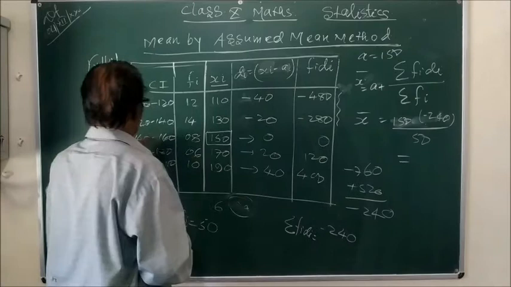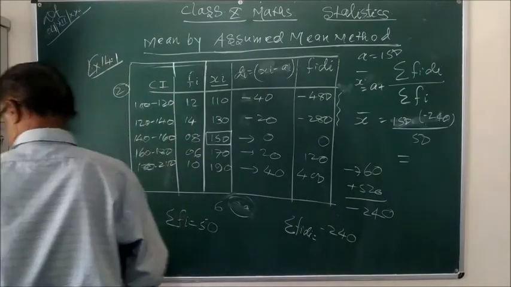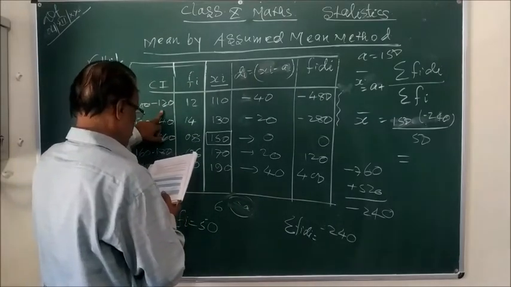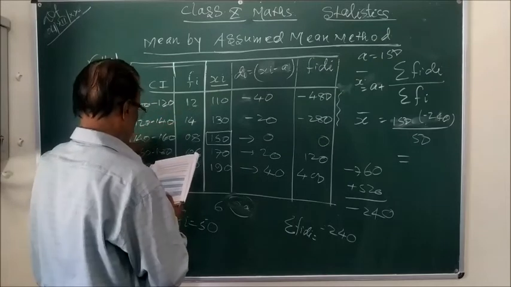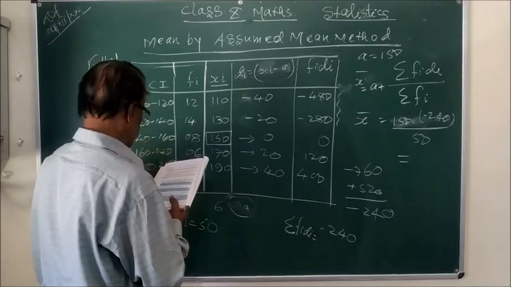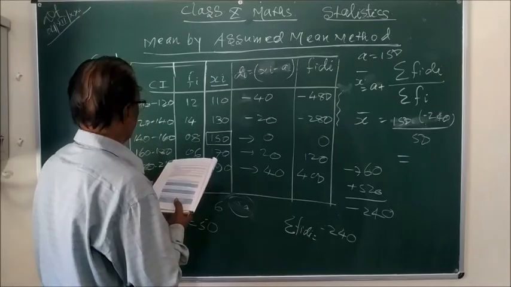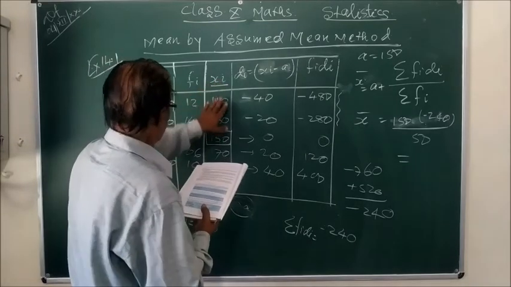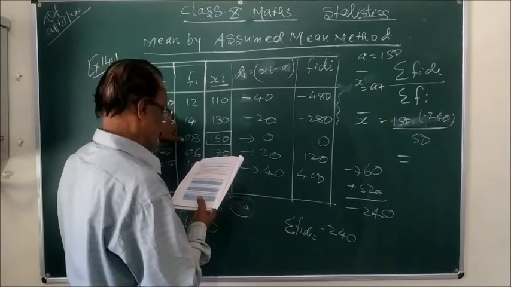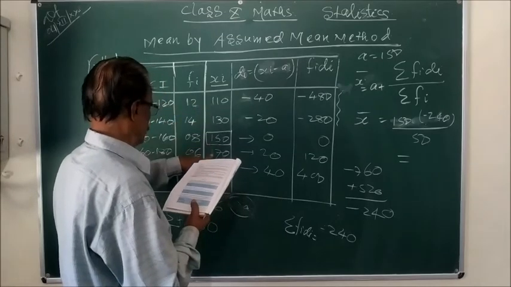Now you see the class interval and the frequency. I have to see how much. 100 to 120, frequency is 12; 120 to 140, 14; 140 to 160, 16; 160 to 180, 18; 180 to 200, 10. And now you find the class mark: this plus this by 2. 100 plus 120 is 220, so 110, 130, 150, 170, 190.